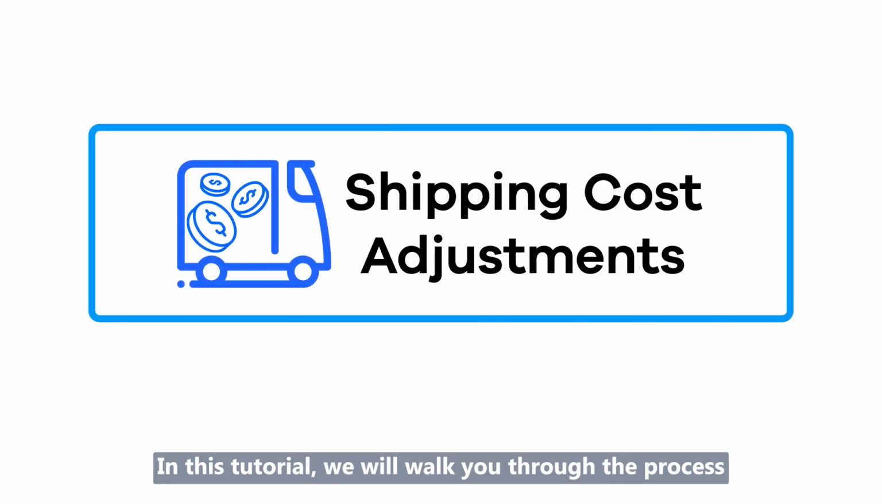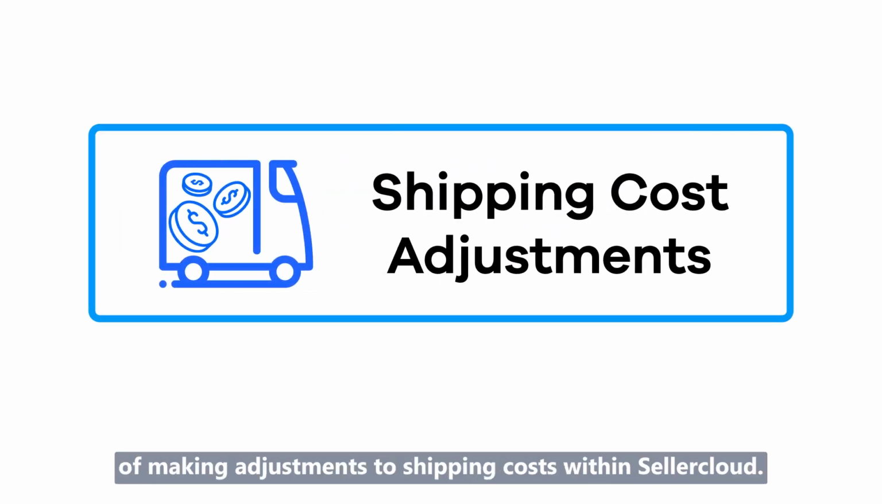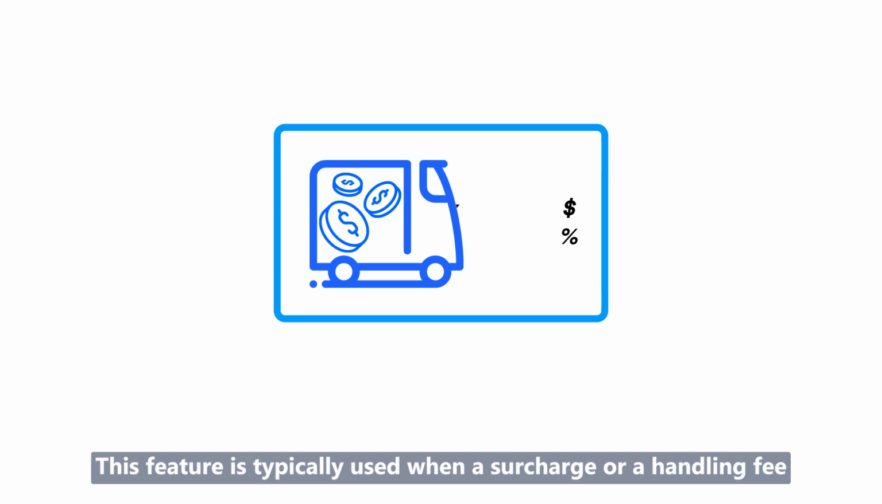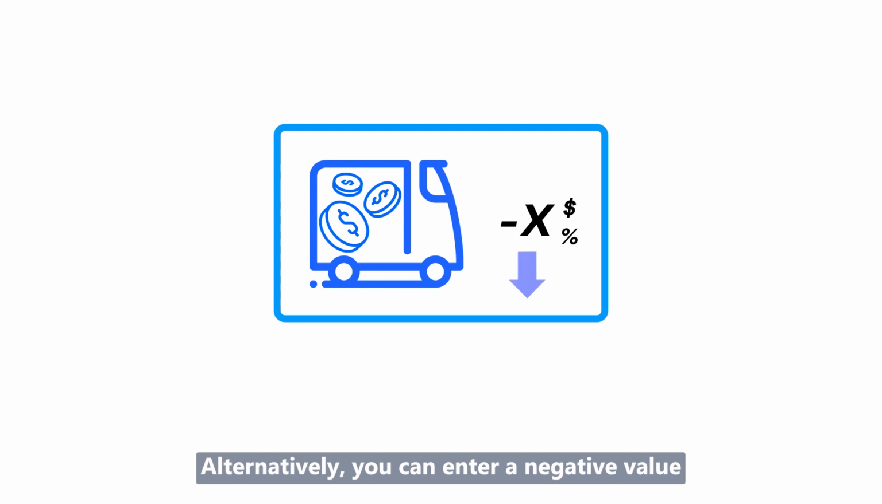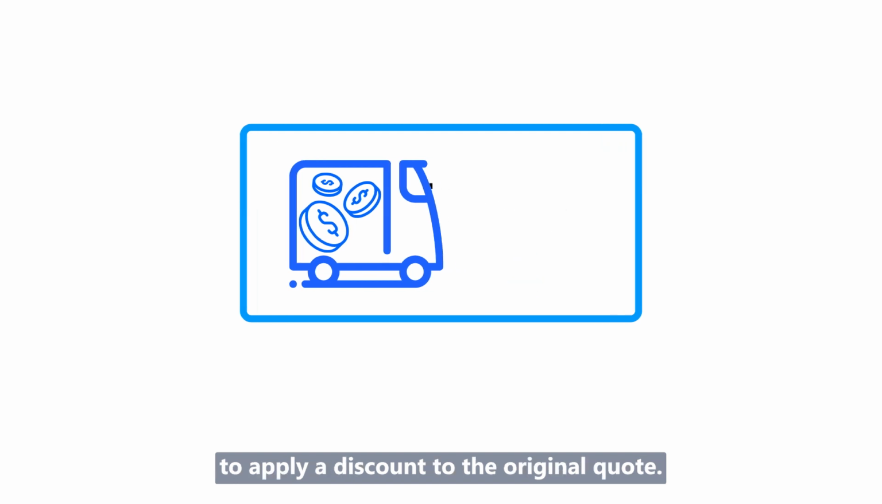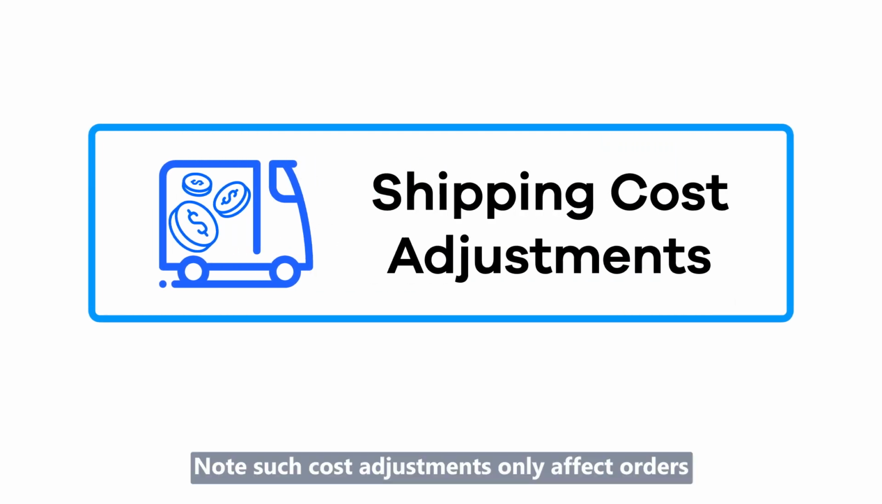In this tutorial, we will walk you through the process of making adjustments to shipping costs within Sellercloud. This feature is typically used when a surcharge or a handling fee is to be applied to your original shipping quote. Alternatively, you can enter a negative value to apply a discount to the original quote. Note such cost adjustments only affect orders and do not affect products.